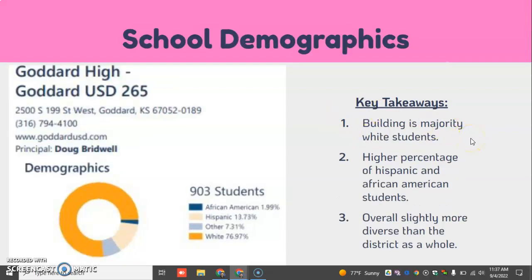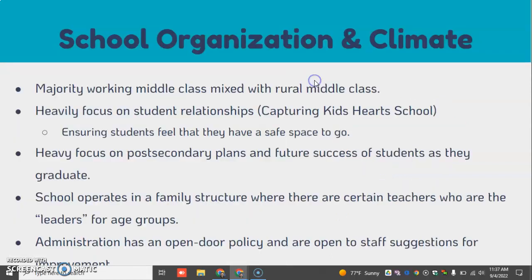As far as our building itself, we do have a slightly larger African American percentage, about 2%, and a slightly larger percentage of Hispanics at around 14%, but we still do have that vast majority of white students, about 77%. As far as our school climate goes, it's majority working class mixed with a little bit of rural middle class. We're located just on the edge of Wichita, so we have a little bit of that farming community on the outskirts, and then we also have students that travel in from the city itself.